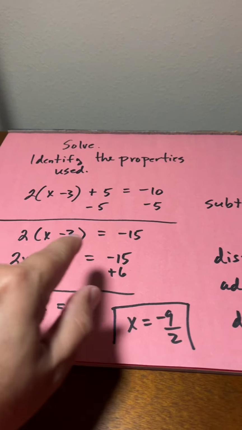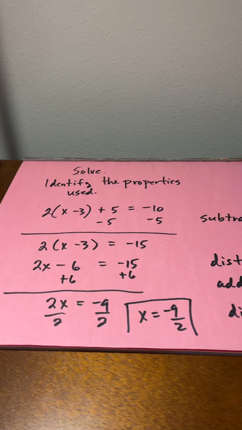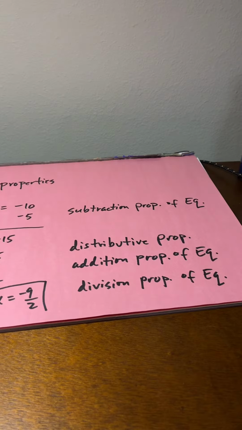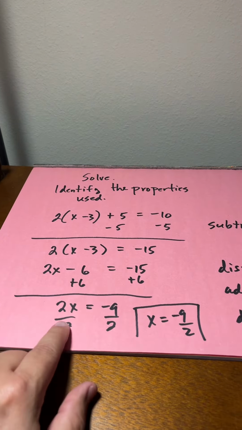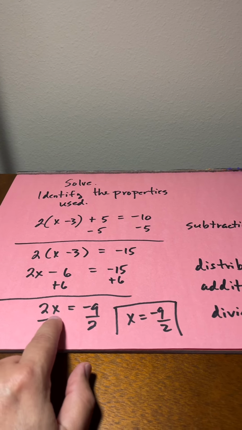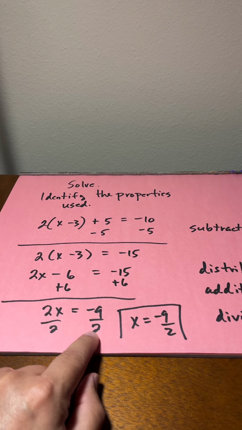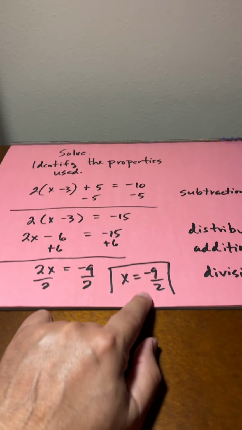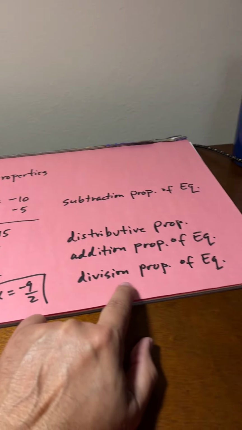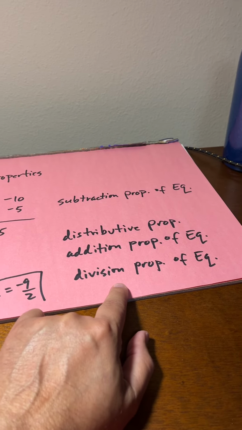The fact that you can add the same number to both sides of an equation is the addition property of equality. So that gives me 2x equals negative 9. So the last thing to do is to get rid of this multiplication by 2. You do that by dividing both sides by 2. And the answer is negative 9/2, and that's the division property of equality.